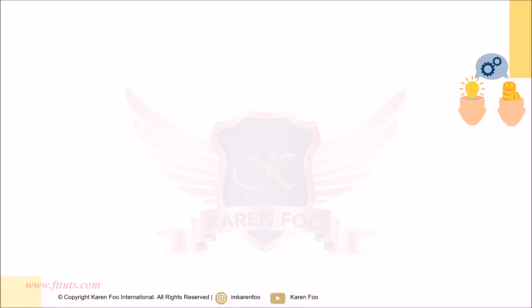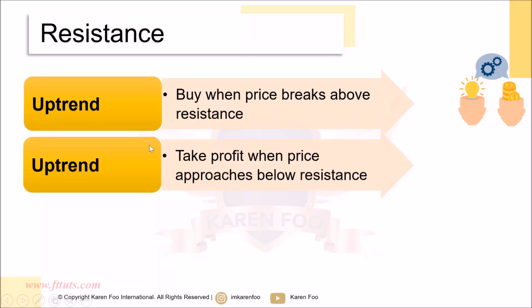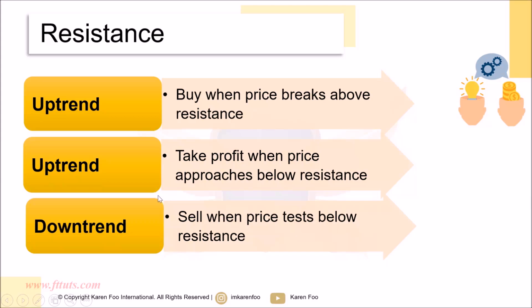Okay, so when it comes to resistance, in an uptrend, you want to buy when the price breaks above resistance. In an uptrend, you want to take profit when the price approaches below resistance. And in a downtrend, you want to sell when the price tests below resistance. Again, I'll give you some examples.